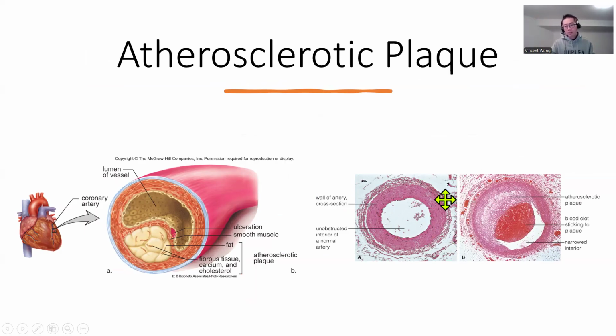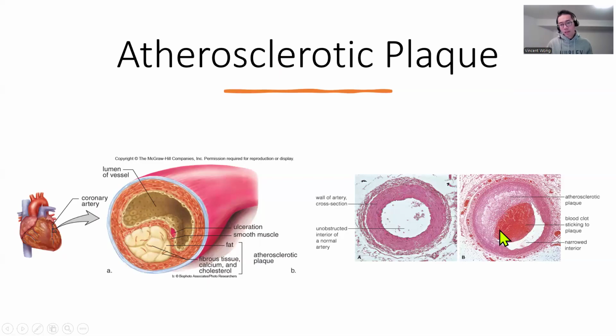Over here, this is from someone who died from, actually, I don't know what they died from, okay? But then they have a clot in the blood vessels. So over here, you can see the atherosclerotic plaque, which is just the fatty stuff that I talked about, cholesterol, saturated fatty acids. And on top of it, that's where the blood clot is forming, sticking to the plaque.